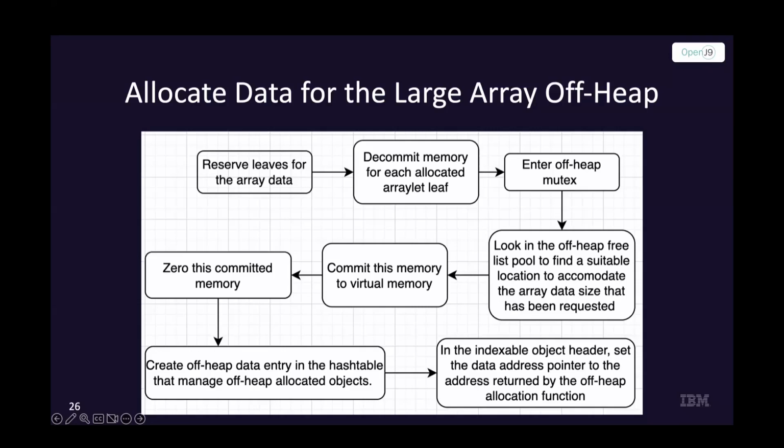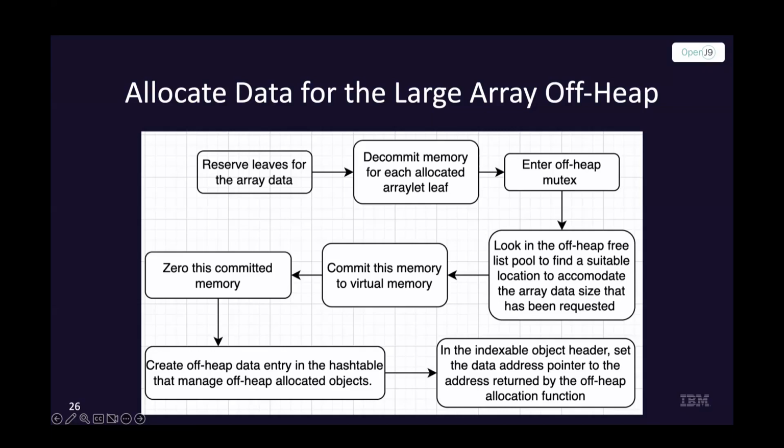Next, we're going to enter the off-heap mutex, which must be done before modifying off-heap managing data structures, since many threads could be trying to modify these structures. We need a monitor to ensure the integrity of the off-heap data. And in most applications there isn't a high demand from many threads at the same time for off-heap allocation, so this mutex isn't in very high contention, and there isn't too much waiting that takes place.